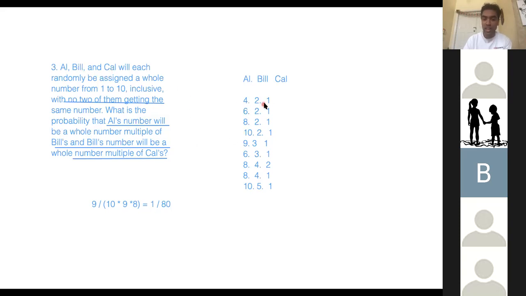But think about in these sets, you have a particular order because we know Al's number is a multiple of Bill's and Bill's is a whole number multiple of Cal's. If we didn't put this restriction, if we just said that one of them is a multiple of another and the third is a multiple of any of them, then we could consider any permutation of these. So 2, 4, 1, 2, 1, 4, and so on. In this case, since we have this order specified, we only have these exact possibilities. And in the denominator, we consider order: 10 choices for Al, 9 choices for Bill, and 8 choices for Cal. Does that make sense?